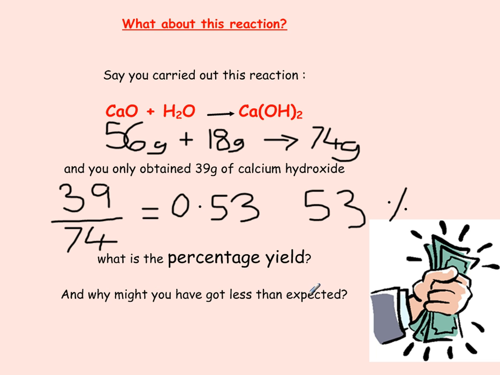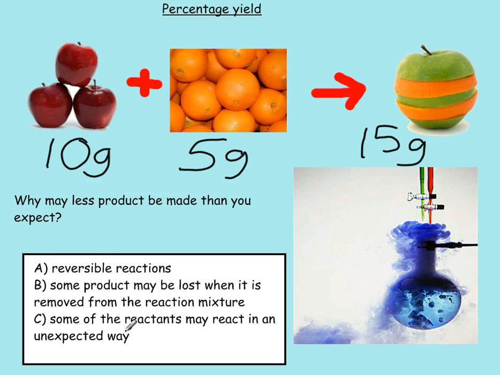Why might you have got less than expected? Can you remember one of them? If not, go back, and there they are. You've just got to say one of those. Fabulous. That is percentage yield.